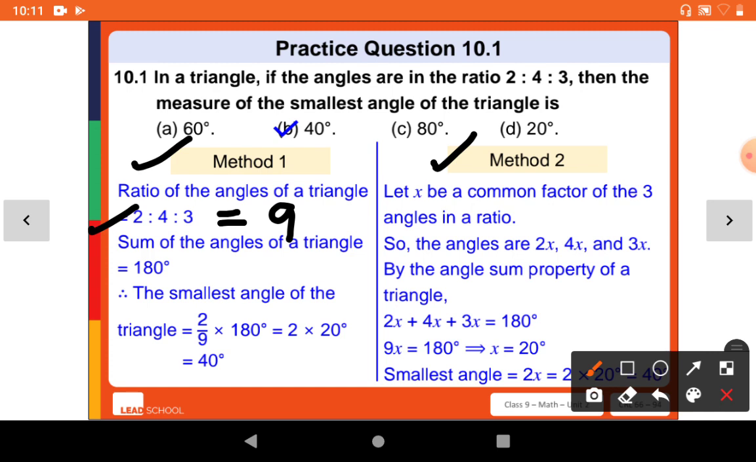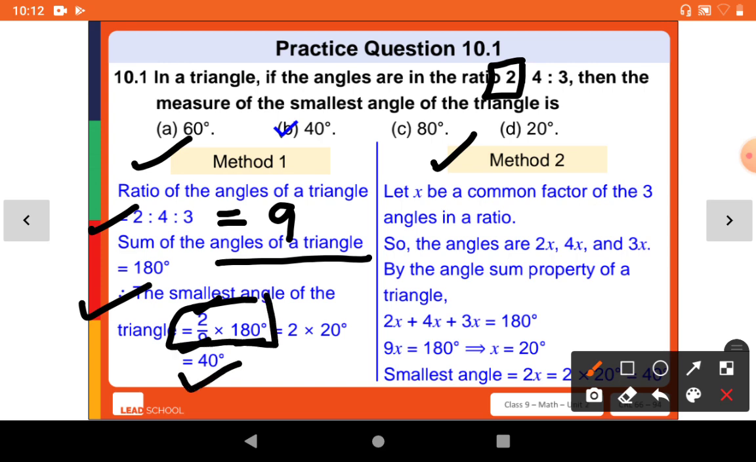Now as we know, the smallest ratio would be the ratio of the smallest angle. Therefore the smallest angle is equal to whatever the ratio of the smallest angle is, you have to keep in the numerator. The total you have to keep in the denominator and you have to multiply with 180 degrees. Why you are multiplying with 180 degrees is due to the property of triangle that the sum of angles of triangles is 180 degrees. So after solving this you will get 40 degree. Hence the smallest angle will be 40 degree and you will tick the B option.